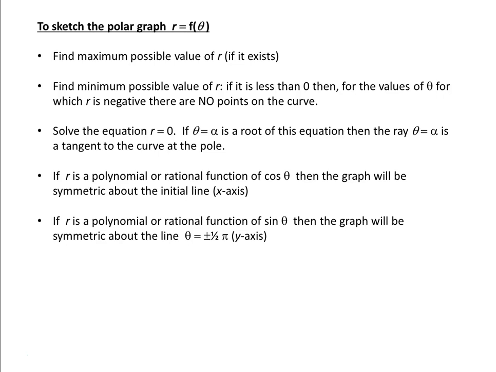If r is a polynomial or rational function of cos theta, then the graph will be symmetrical about the initial line, that is the x-axis or the line theta equals 0. On the other hand, if r is a polynomial or rational function of sine theta, then the graph will be symmetric about the line theta equals plus or minus a half pi, in other words the y-axis.